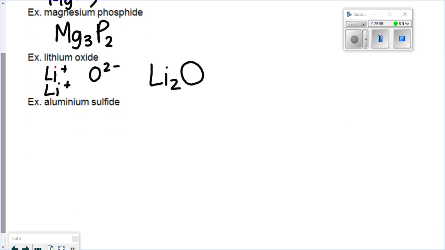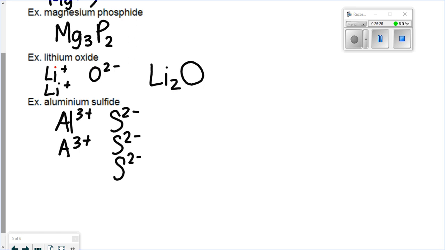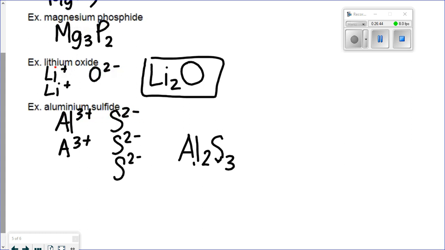Aluminum sulfide, Al3 plus. Sulfur is a 2 minus. And so adding more negative charges. Now I have 4 negative charges. Adding another positive charge. Now I have 6 positive charges. Adding more negative. Now I have 6 and 6. So my chemical formula, Al2S3. I guess I should put boxes around that. You guys like when I put boxes around stuff, right? You're not here to tell me otherwise.